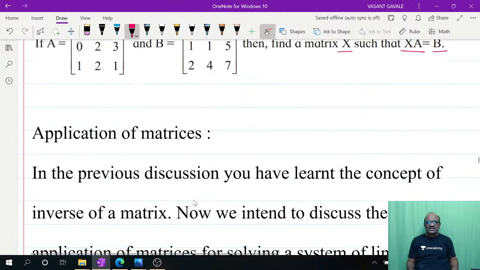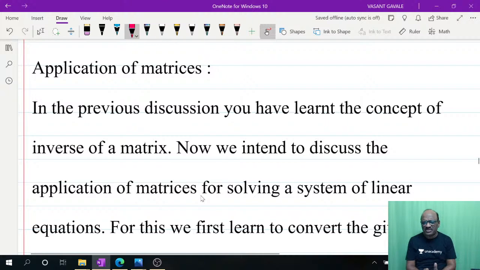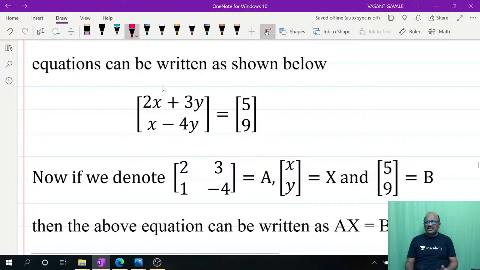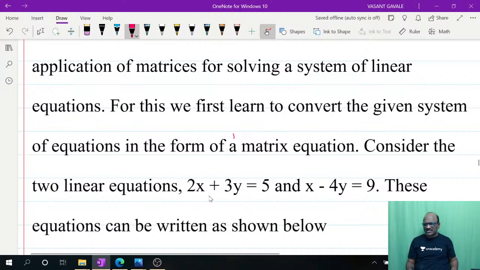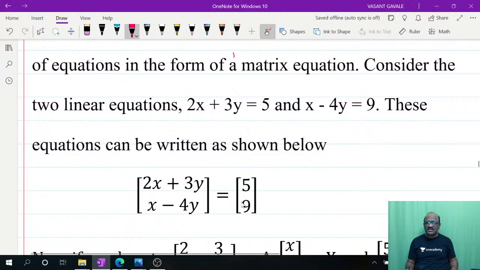Okay. Then the application of matrices. In the application of matrices, what? You have to solve only the simultaneous equations with the help of the inversion method. That is, to find out the inverse of a matrix by using the transformation method or by using the adjoint method. Okay. For example, there are two simultaneous equations: 2x plus 3y is equal to 5, x minus 4y is equal to 9. It's given. Write in the matrix form: 2x plus 3y, next is x minus 4y, 5 and 9.